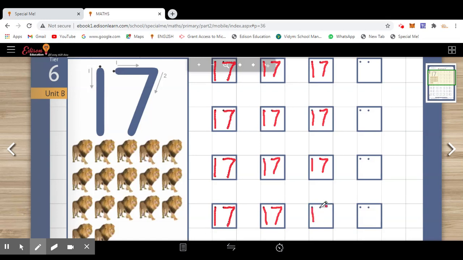So students, you have to practice number 17 in your writing skills book as well as in your notebook. In the notebook, you have to write counting from number 1 to 17, and then you have to share your pictures with me. Is it clear to you? Good. This is number 17.